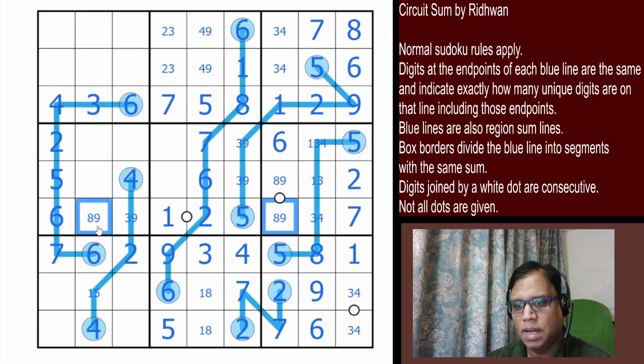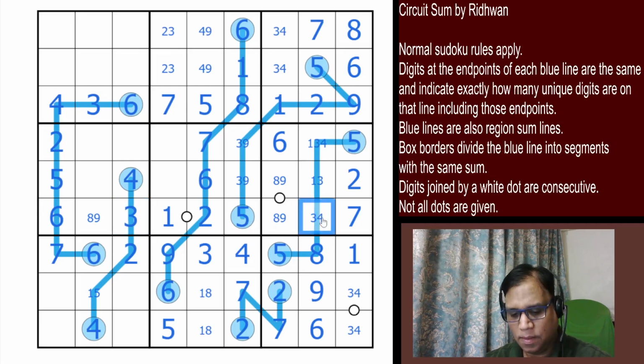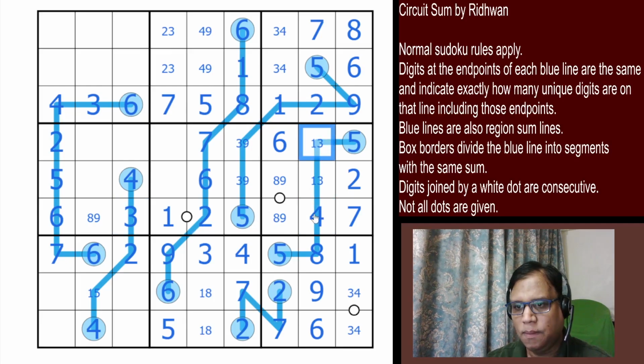That means both these 8 and 9 must reside in this cell and they cannot be in another cell. That means this has to be 3. We can get rid of 9 from here. This has to be 4. That can't be 4. This is 1313. Is 4 helping here? No.